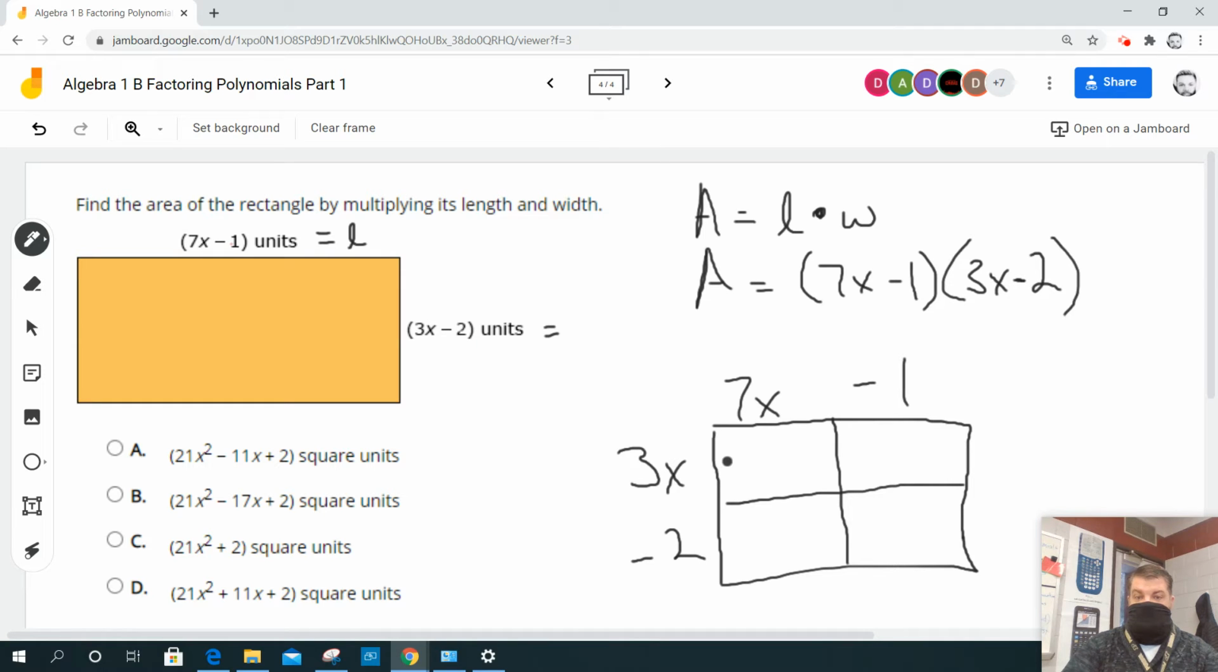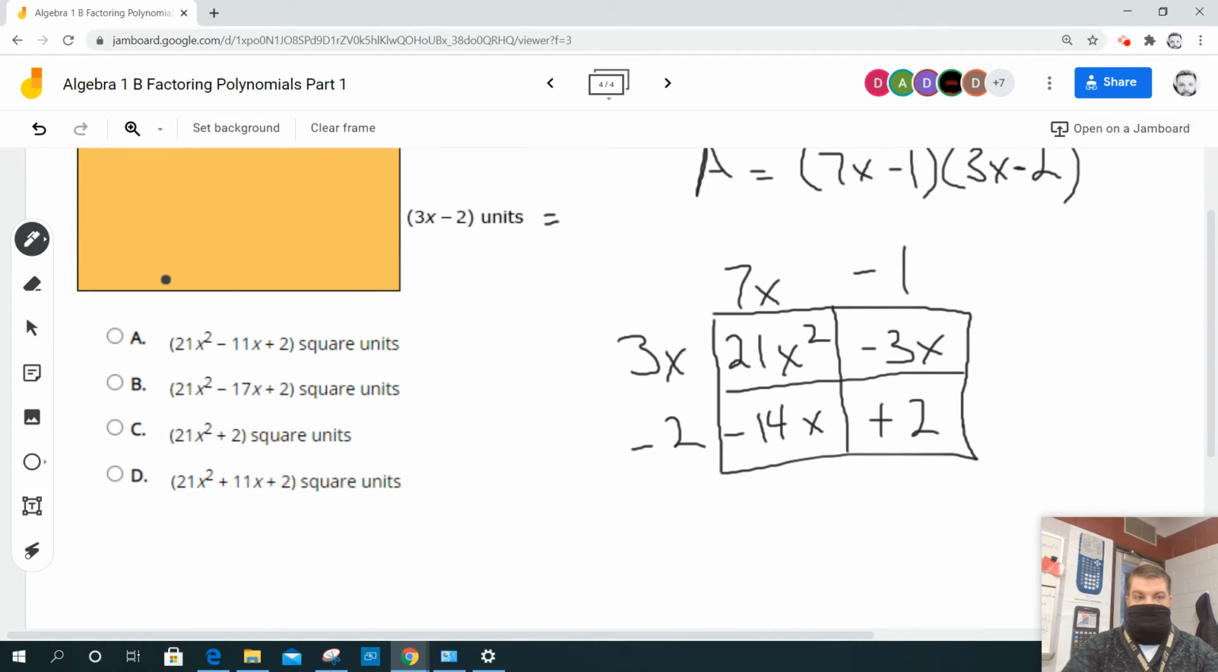7 times 3 is 21. x times x is x squared. Negative 1 times 3 is negative 3, and then we just tack on the x. 7 times negative 2 is negative 14. Tack on the x. And then negative 1 times negative 2 is a positive 2.